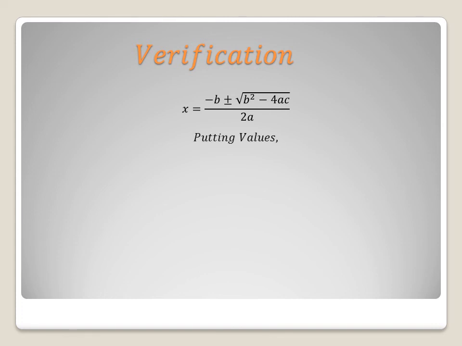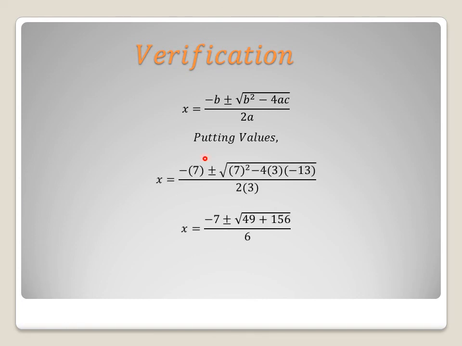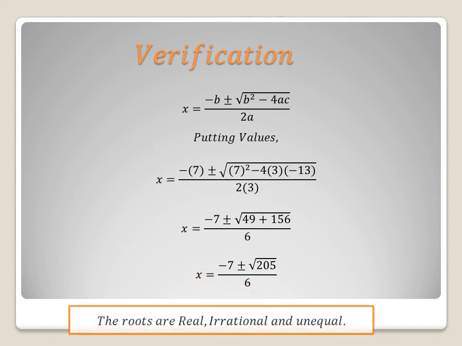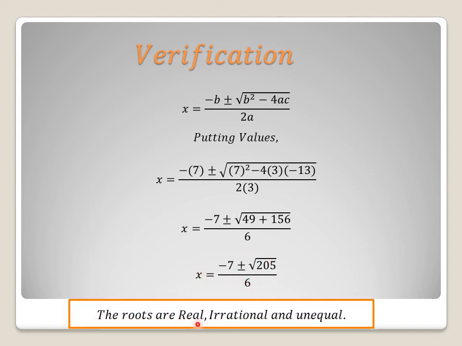We will apply the quadratic formula. After applying the quadratic formula, we will put in the values of a, b and c. We will get minus 7 plus minus under root 49 plus 156 by 6. Adding it, we will get 205 inside the root. If we take the root of 205, the answer would be a decimal number, so we won't go any further. So the roots are real but are irrational and unequal.